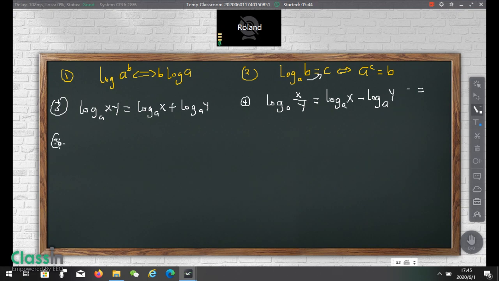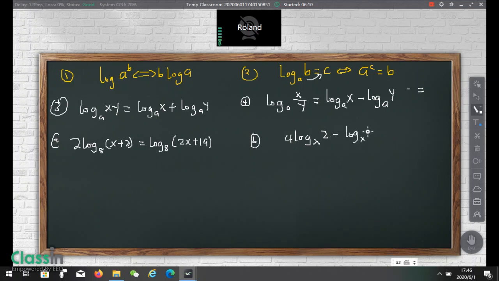Let's see some examples. Question A: 2 log to the base 8 of x plus 2 equals log to the base 8 of 2x plus 19. And another example, question B: 4 log to the base x of 2 minus log to the base x of 4 equals 2.